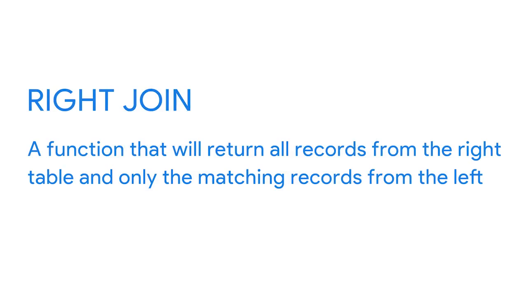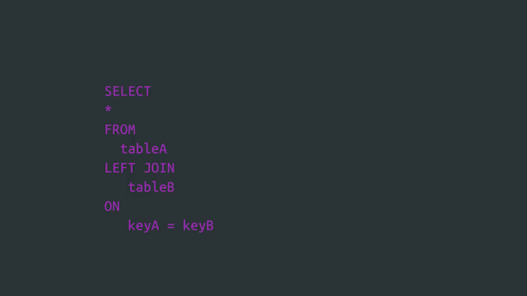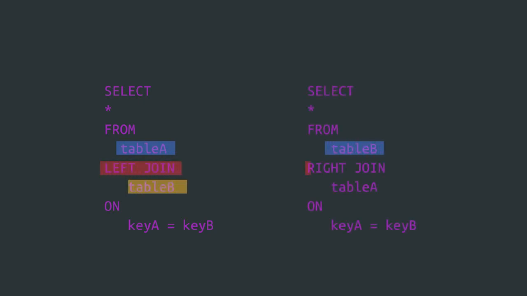Right join does the opposite. It'll return all records from the right table and only the matching records from the left. You can get the same results if you flip the order of the tables and use a left join. For example, select from table A, left join table B is the same as select from table B, right join table A.